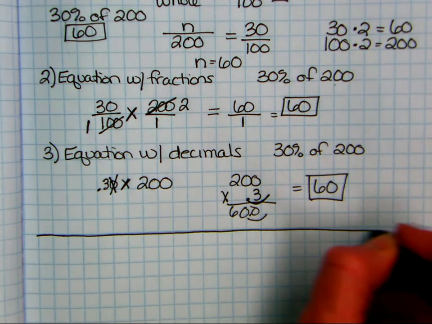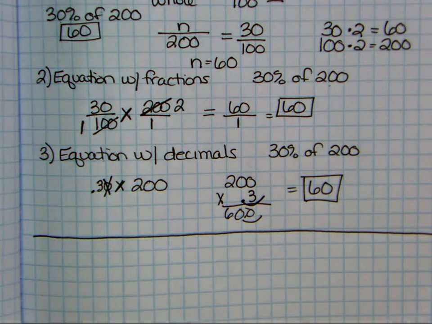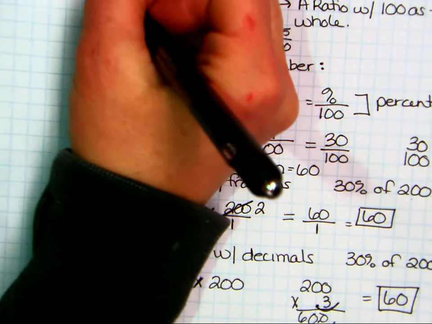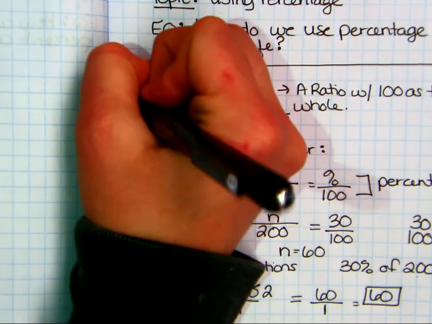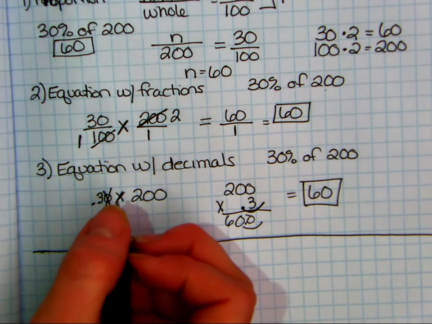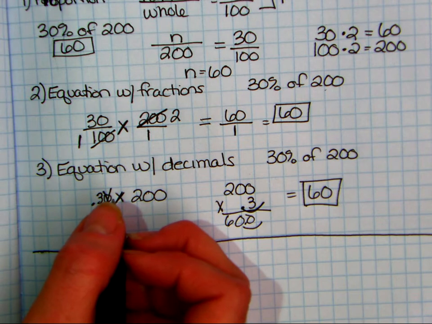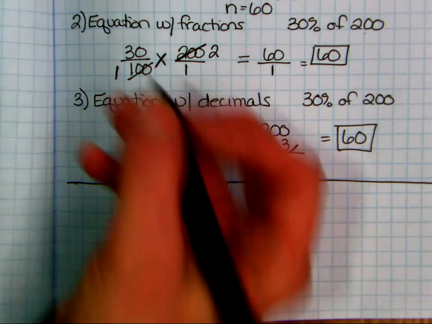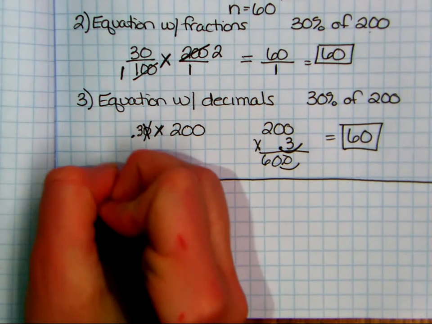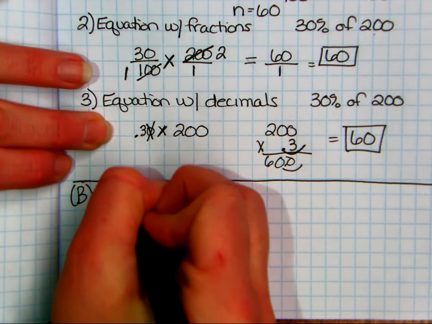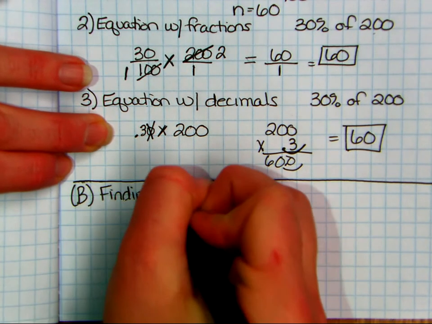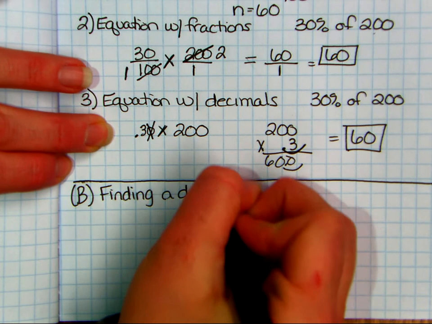So now let's put it into practice. So our review, back up here where we have review, I'm going to write this as section A. And now we're going to go to section B. Section B is going to be how we're going to apply it. We're going to do finding a discount.